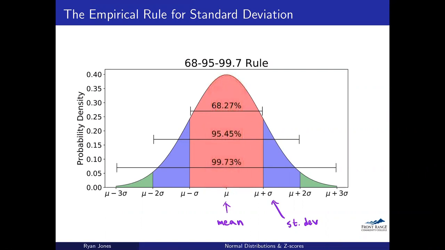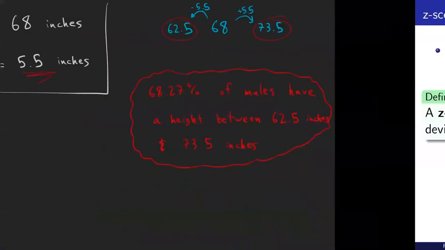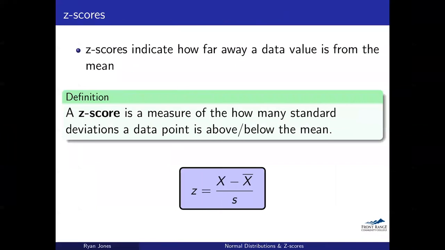And so this is pretty limited, but in the scenario where you're specifically asked about the interval of 1 standard deviation or 2 standard deviations or 3 standard deviations, then you can answer using these figures here. So let's continue on. We're going to look at the idea of a z-score. And what a z-score is, it tells you how far away a data value is from the mean.